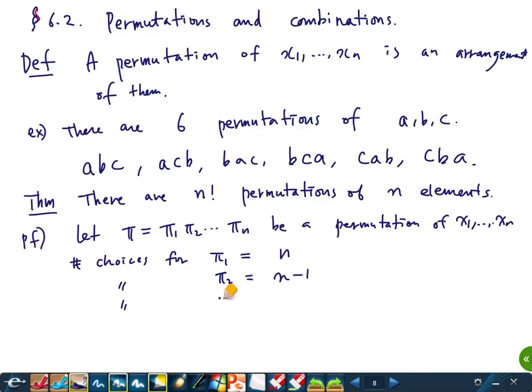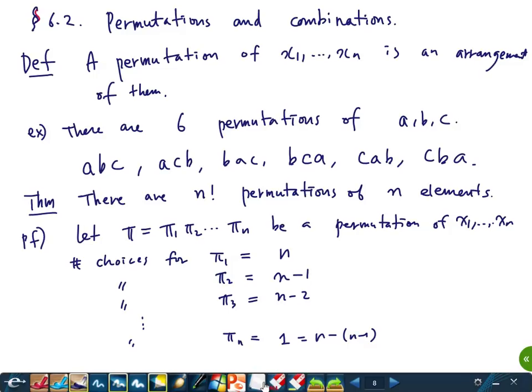And the number of choices for pi 3, now 2 elements are already used, so they are not available, so it's n-2. Dot, dot, dot. The last one, actually there is only one possibility, because n-1 letters have been already used, we have only one choice left. And we have to make a choice at each step, one by one like that. So the number of permutations will be the product of these, which is, of course, n factorial. Okay? So there are n factorial permutations of n letters.